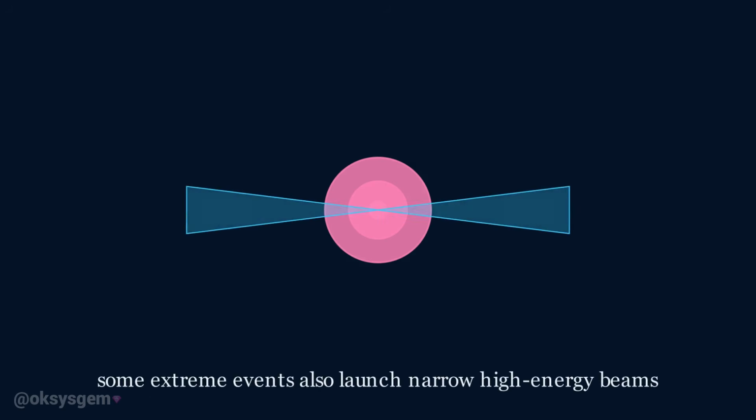At an even more extreme level, some exceptionally energetic stellar explosions are associated with gamma-ray bursts. These events can release tremendous amounts of energy in narrow beams of high-energy radiation.